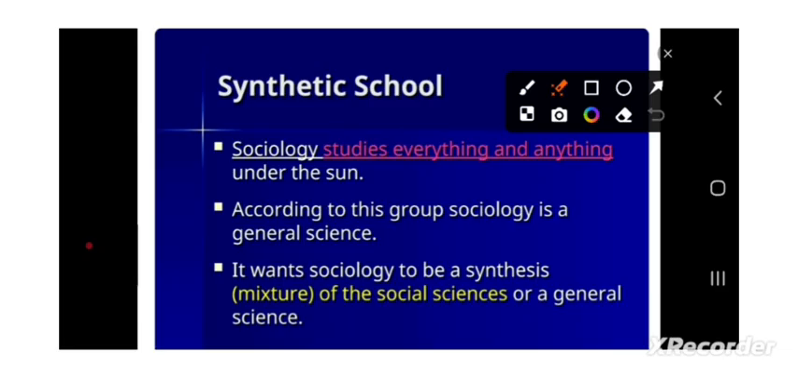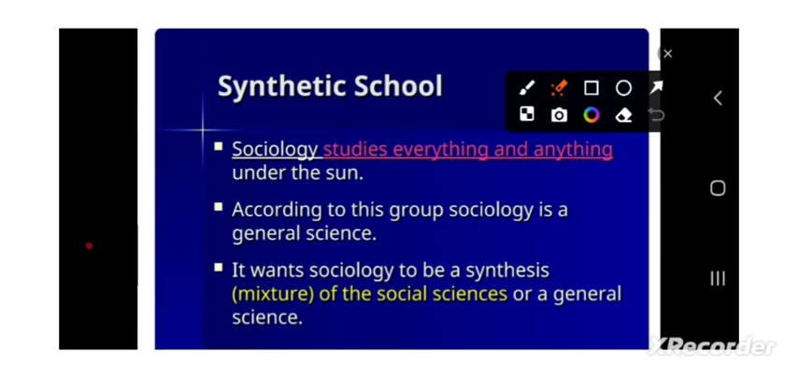The synthetic school rejects the idea that sociology should be a specialized, pure science, limited to abstract forms. Instead, they classify sociology as a general science whose domain is the entire field of social science. Synthesis and integration. The main goal is for sociology to be a synthesis, a mixture of the social sciences.